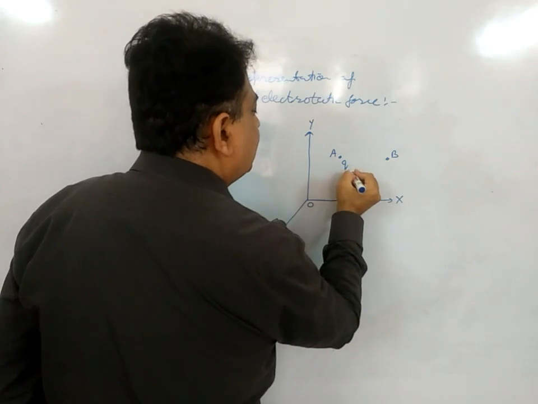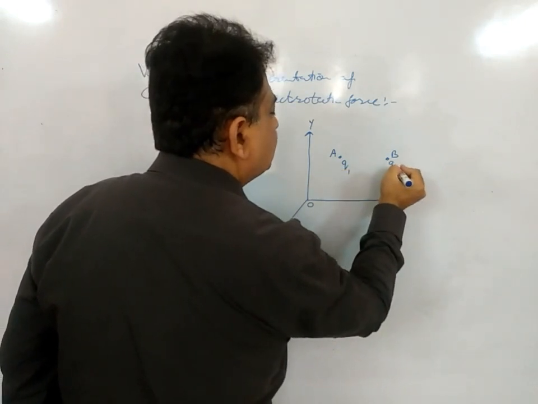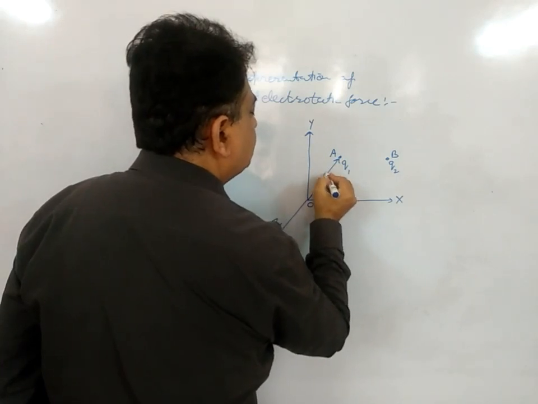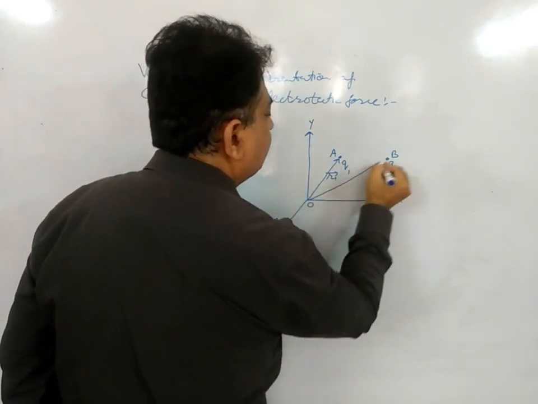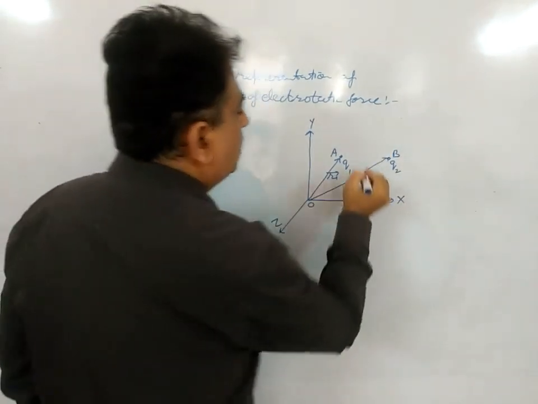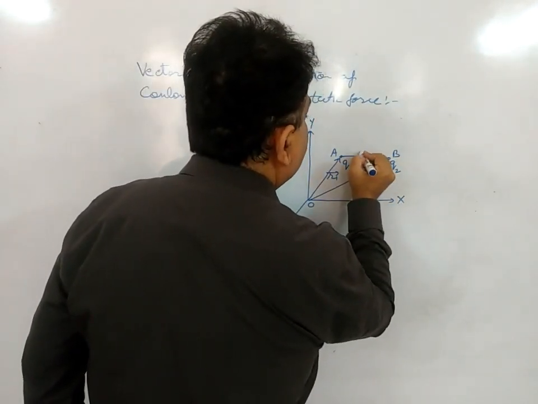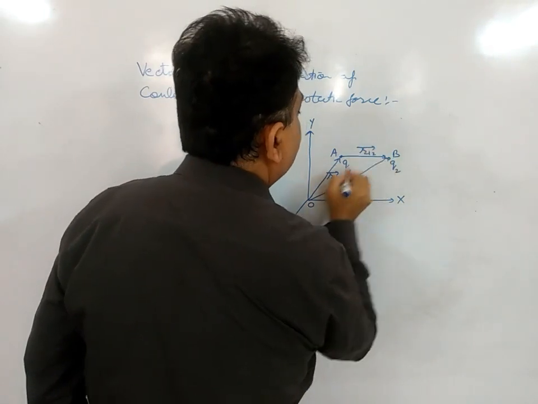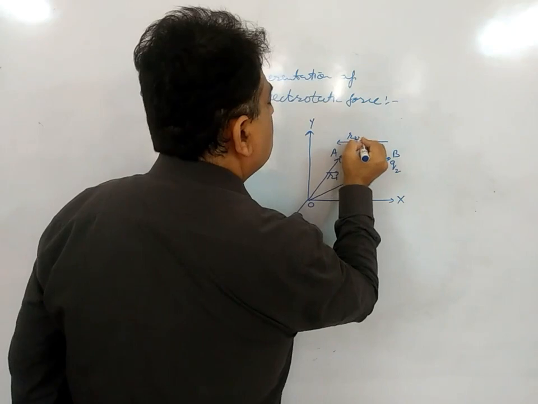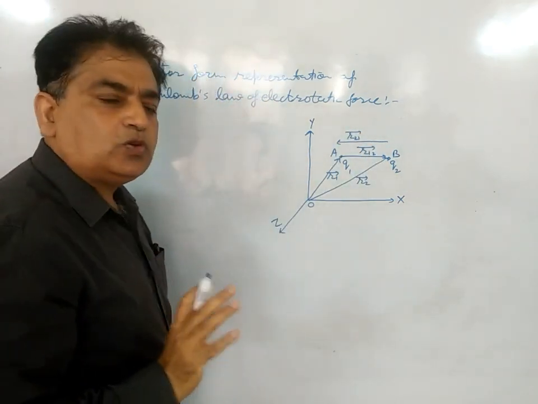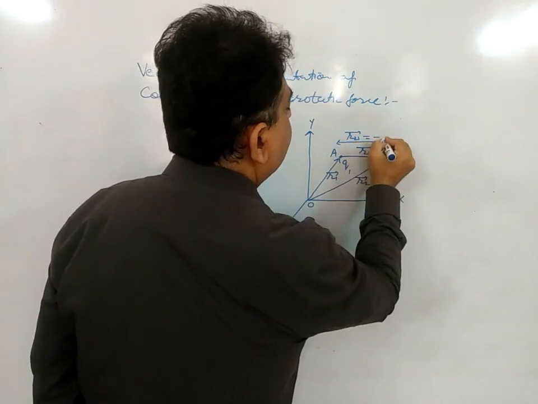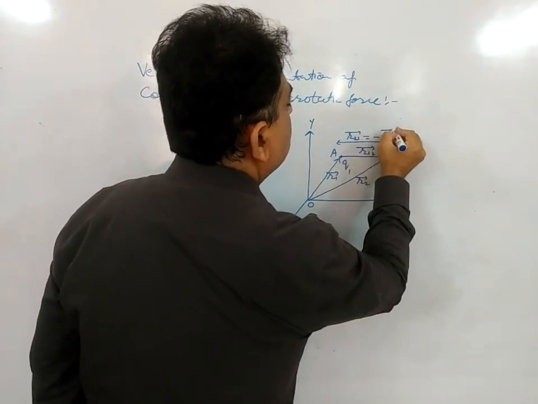Q1 charge is present at point A and Q2 charge is present at point B, and suppose that R1 is the position vector of Q1 and R2 is the position vector of Q2, and let us say that R12 is the vector from Q1 to Q2 and R21 is the vector from Q2 to Q1, then obviously R21 will be the negative vector of R12.